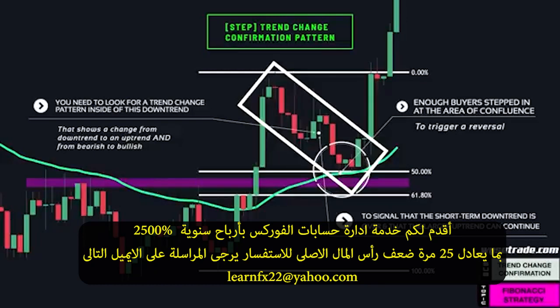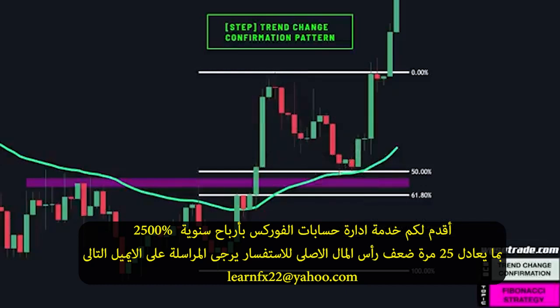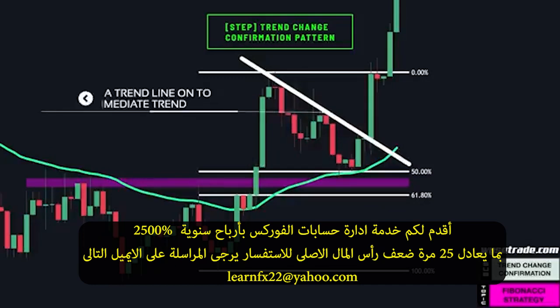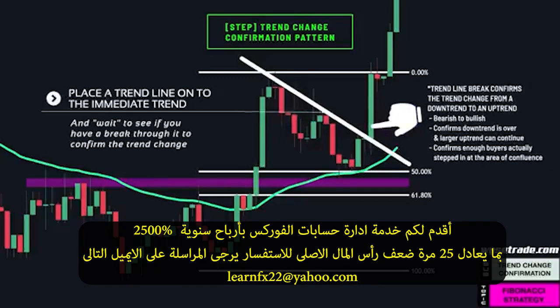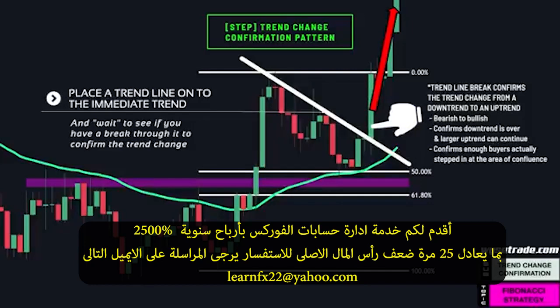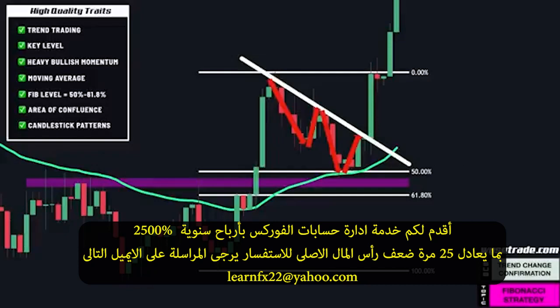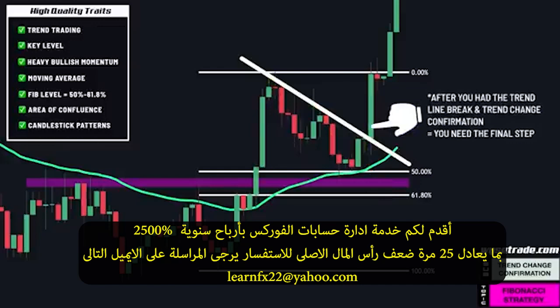Now there are many trend change confirmation patterns we use, but to keep it simple for now, what you do is you place a trend line onto the immediate trend like this. And if you have a trend line break, this signals a trend change from a downtrend to an uptrend, a change from bearish to bullish, and shows that the short-term downtrend is over and that the larger uptrend can continue. If price doesn't break the trend line and continues down, there's no trade because not enough buyers stepped in at the area, and it's clear the sellers are in control. So after you had that trend change confirmation breakout, all things are a go.